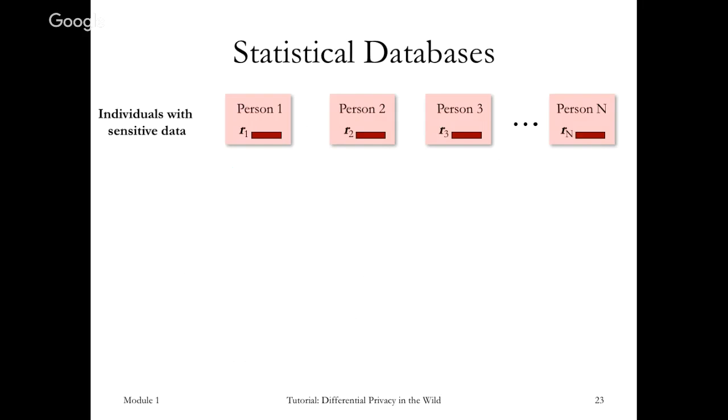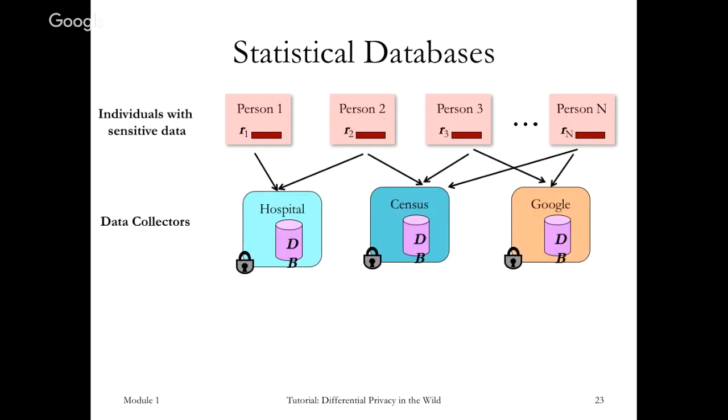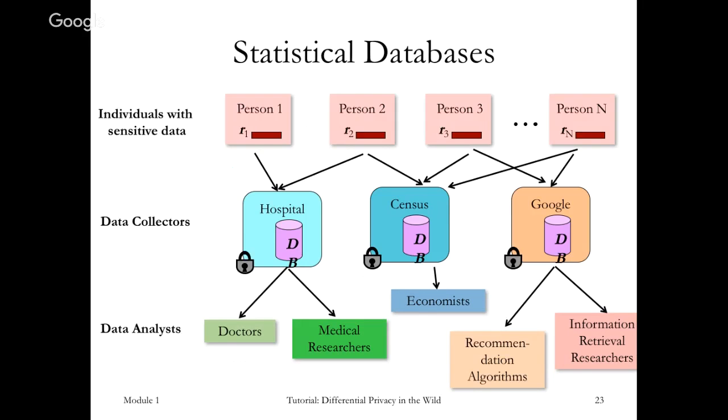Okay? Then there are a bunch of data collectors, and these data collectors are collecting information from these different individuals. The data collectors could be, for instance, a hospital collecting patient data, the Census Bureau collecting demographic information, or Google collecting your web search history. And then each of these data collectors don't just collect this data.